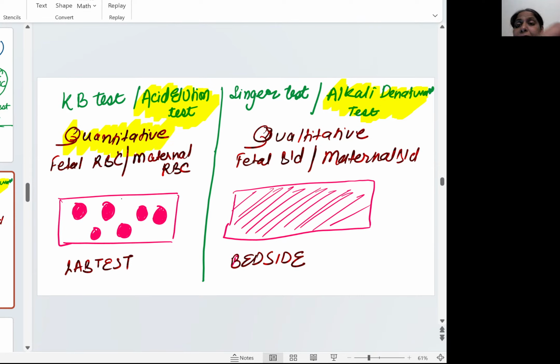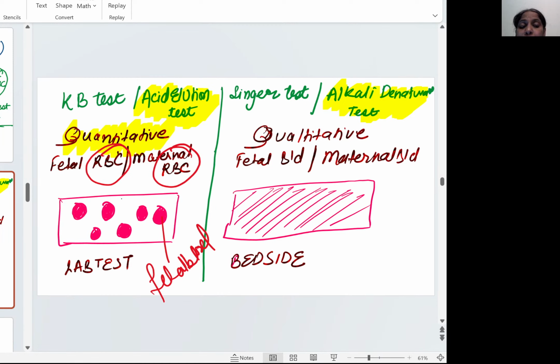Here we see the difference, which RBC is of the fetus and which is of the mother. We see the difference between fetal and maternal red blood cells by making a slide like this. We take the fetal blood, put the acid. Mother's blood changes color on putting acid, whereas fetal blood stays red in color. We calculate the fetal red blood cells.